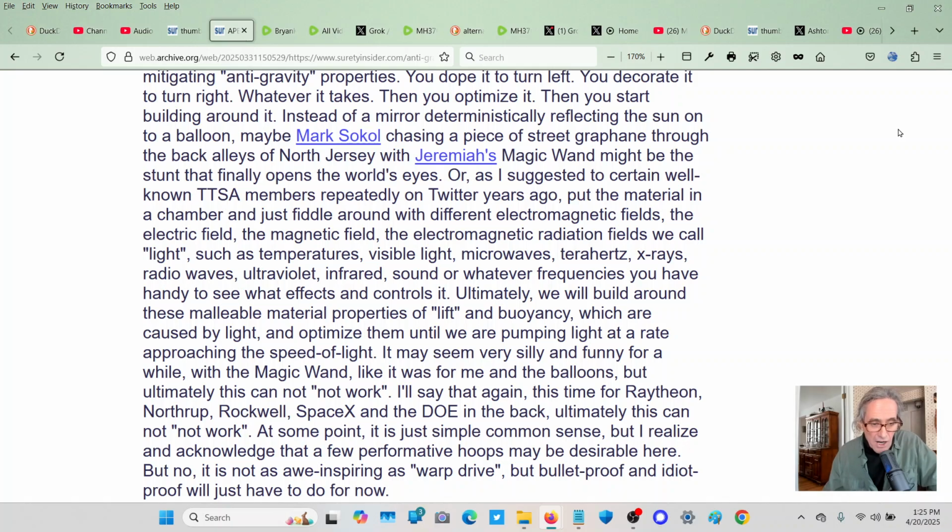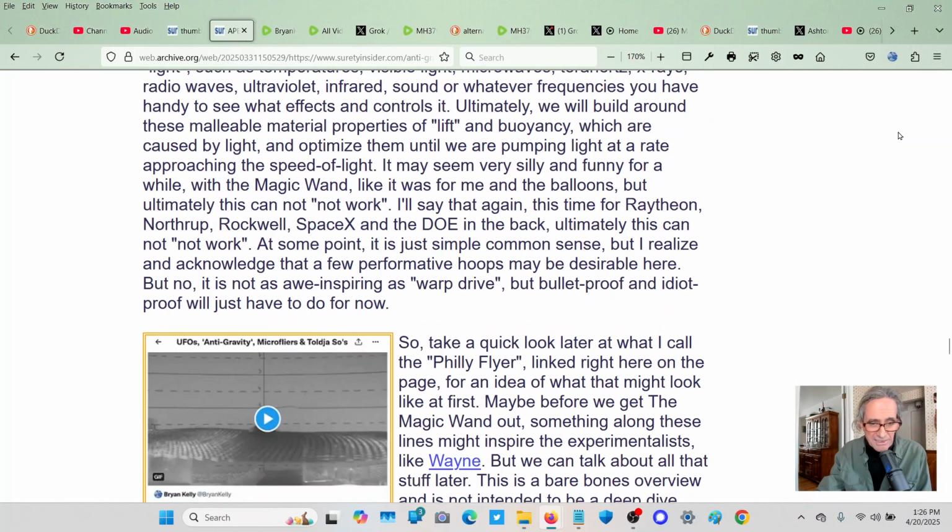Ultimately, we will build around these malleable material properties of lift and buoyancy, which are caused by light, and optimize them until we are pumping light at a rate approaching the speed of light. It may seem very silly and funny for a while with the magic wand, like it was for me with the balloons, but ultimately, this cannot not work. I'll say that again, this time for Raytheon, Northrop, Rockwell, SpaceX, and the DOE in the back. Hi, General. Ultimately, this cannot not work. At some point, it is just simple common sense.